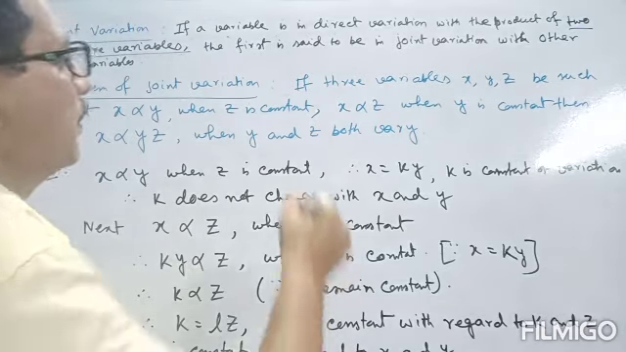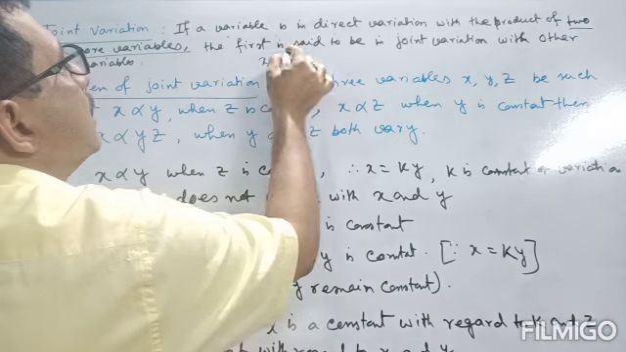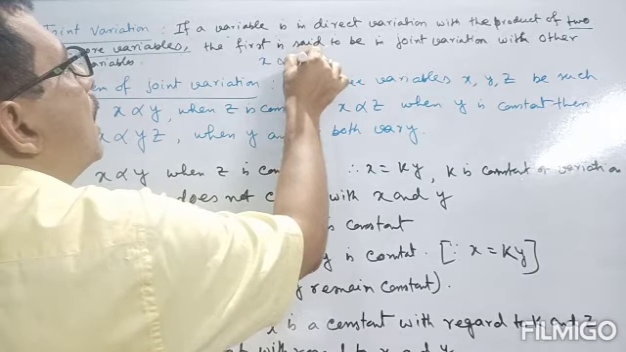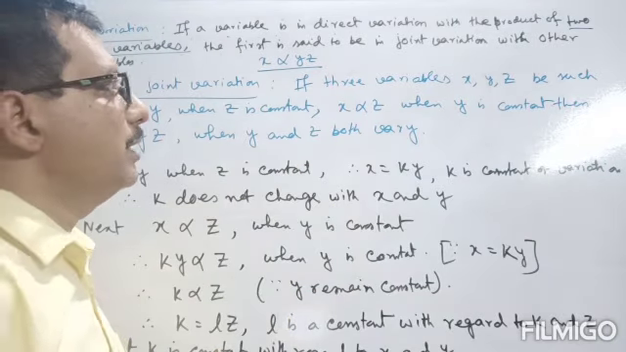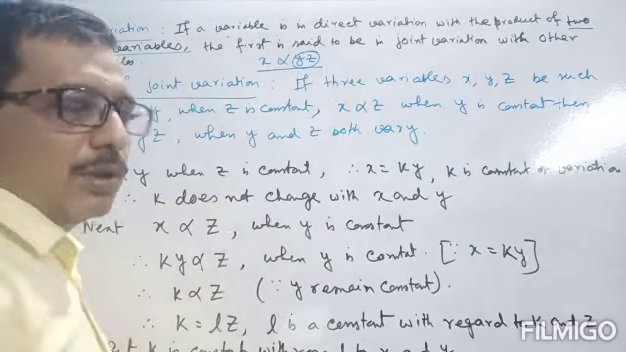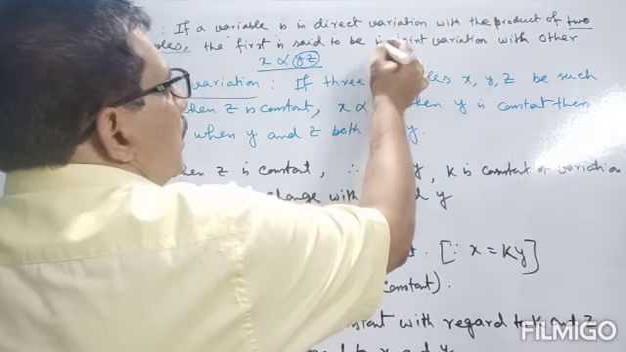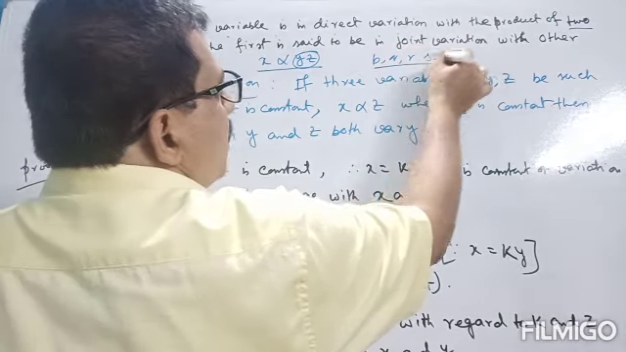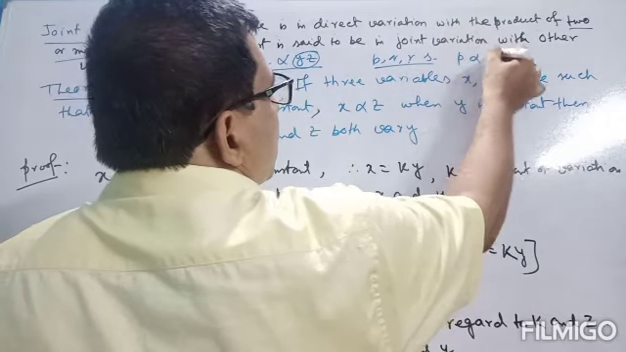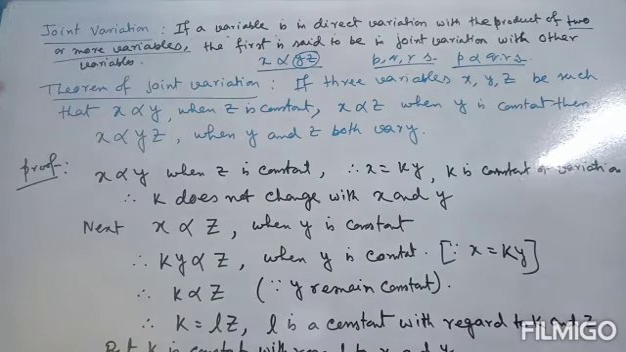Like that, if we take three variables, x varies as y into z, the product of two variables. So this is known as joint variation. Or in other way, suppose we take p, q, r, s. If p varies as the product of the other three, that means q, r, s, then these are said to be in joint variation.